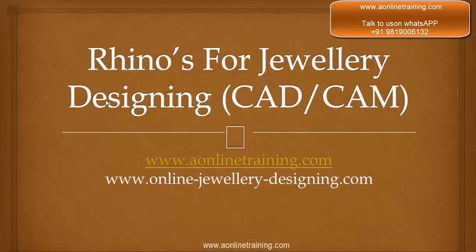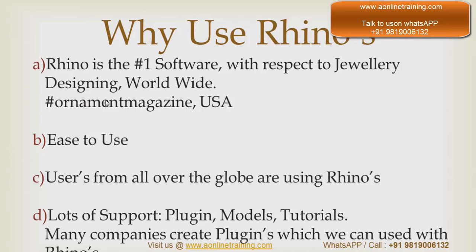In this video, we will be introducing the Rhino program, its scope, benefits of using the program, and its application in the jewelry sector. Why use Rhino? Rhino is the number one software used today in the jewelry manufacturing sector. There are multiple programs in the market including Rhino. We have JewelCAD, RhinoGold and Matrix. However, Rhino was voted the number one jewelry CAD program as per the Ornament magazine USA.